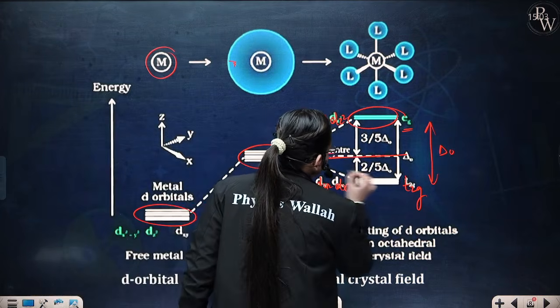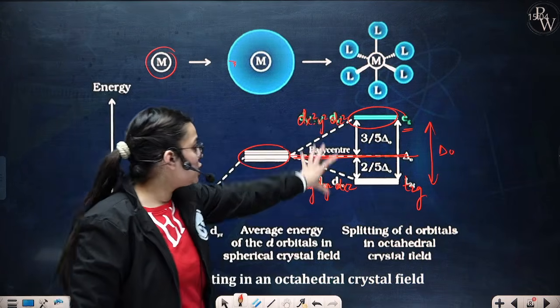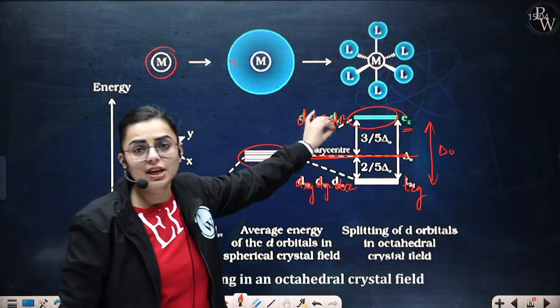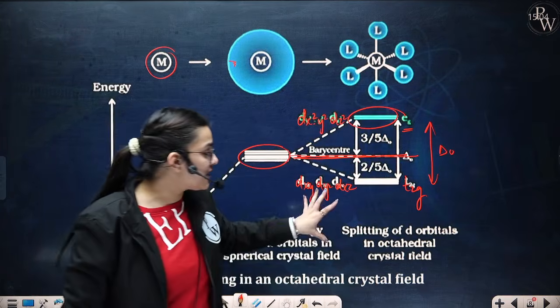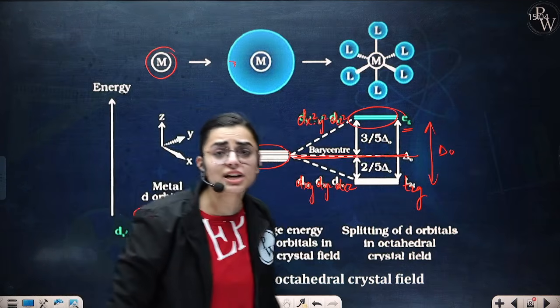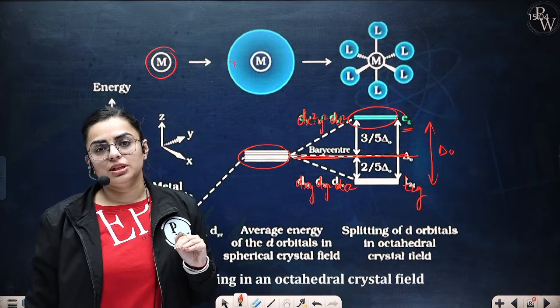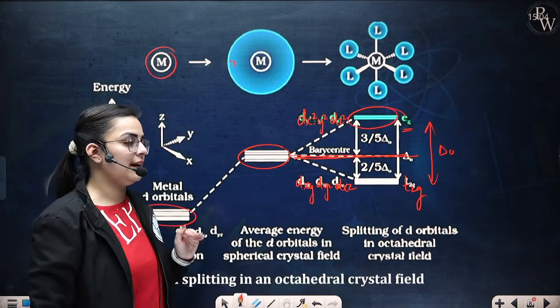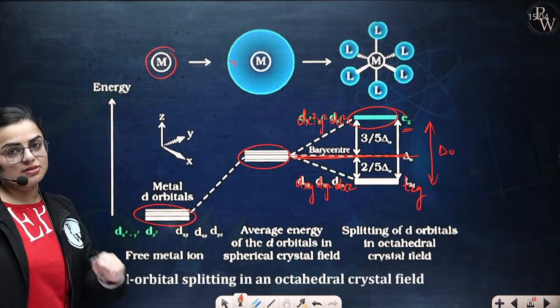Now, EG1 have more energy than the average energy. EG orbitals, that means dx square y square and dz square, have more energy than the average one, while dxy, dyz, dzx have lower energy than the average energy. Is it clear to people? Great. That is d orbital splitting in octahedral crystal field.